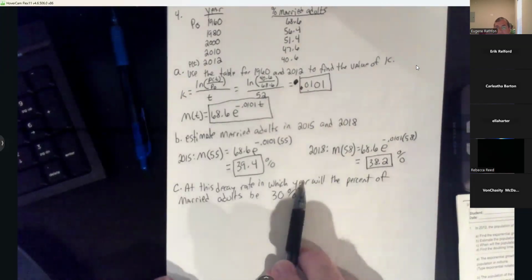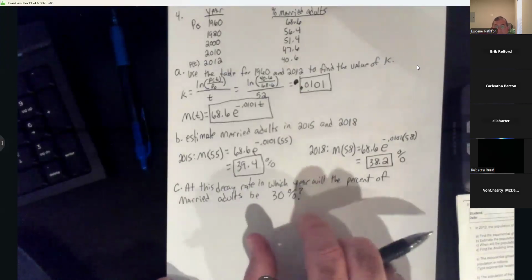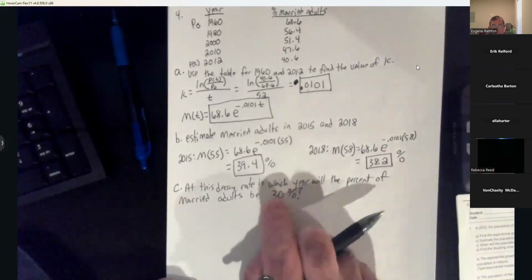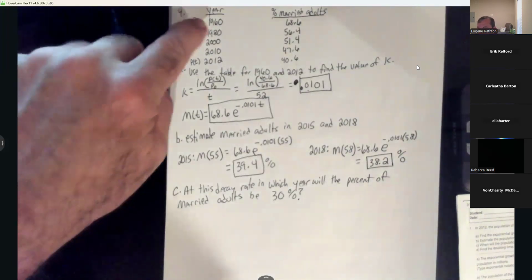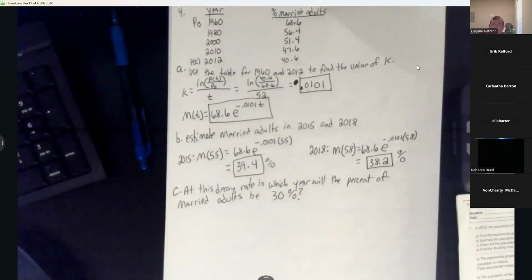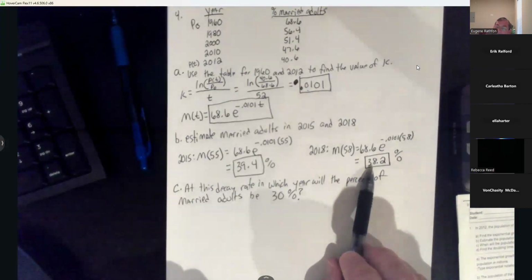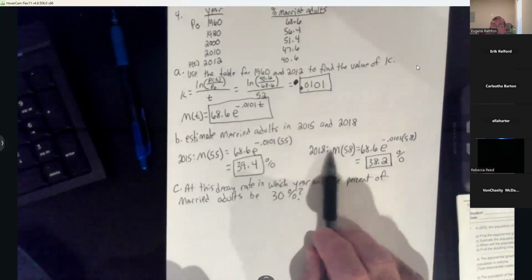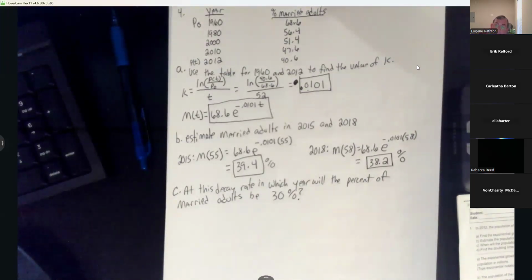So what we got to do is use our formula for time and see how many years it's going to take to get down to 30%. Once I know how many years it's going to take, I will add that to the 1960 and get my final answer. Now I know this, at 2018, it was at 38.2%. So it's going to be a lot more than, what do we get here? 58 years to get to here. So it's definitely going to be more than 58 years on this, okay?